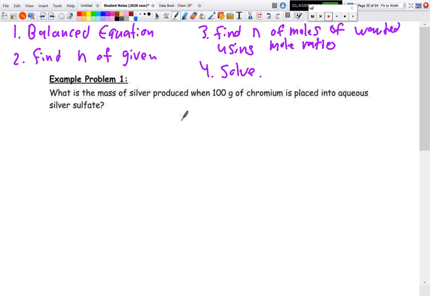Now this one right here, this isn't a titration, but it's just a standard redox question where we're going to have to use stoichiometry. So this one's: what is the mass of silver produced when 100 grams of chromium is placed into aqueous silver sulfate? So of course, for our balanced chemical equation, step 1, as it said previously, we need to use the 5-step method. So there is going to be a fair bit to do here.